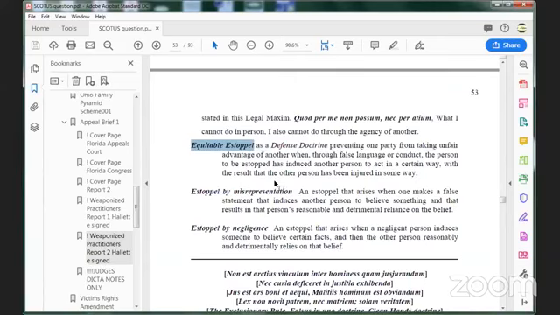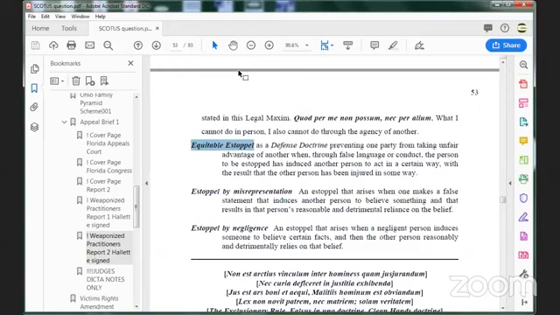According to the book, it is a defense doctrine preventing one party from taking unfair advantage of another when, through false language or conduct, the person to be estopped has induced another person to act in a certain way, with the result that the other person has been injured in some way. So that would be the attorney presenting false evidence that resulted in an incarceration that was unlawful, right?